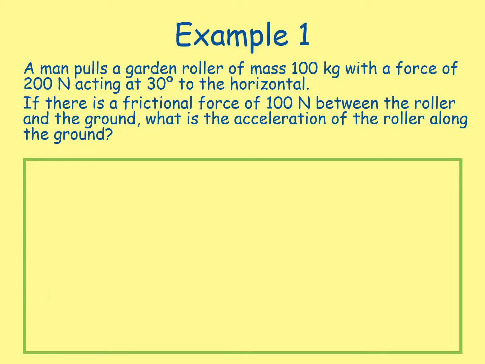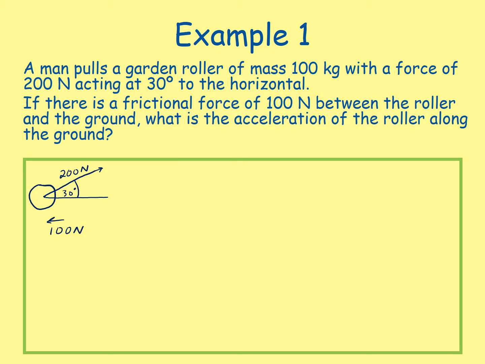A man pulls a garden roller of mass 100 kilograms with a force of 200 newtons acting at 30 degrees to the horizontal. If there is a frictional force of 100 newtons between the roller and the ground, what is the acceleration of the roller along the ground? Well, first of all, like we've done in the past, let's draw a little free body diagram to help us interpret this question. So we have a roller here. It's at an angle of 30 degrees to the horizontal, so we can put our horizontal in just here, and that's 30 degrees. There is a 200 Newton force here, so we can put this in. And there is a frictional force of 100 newtons between the roller and the ground, so we can add this in, 100 newtons.